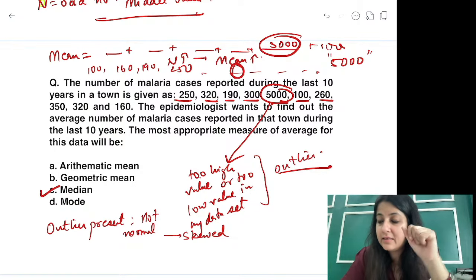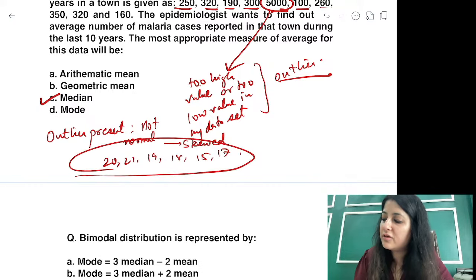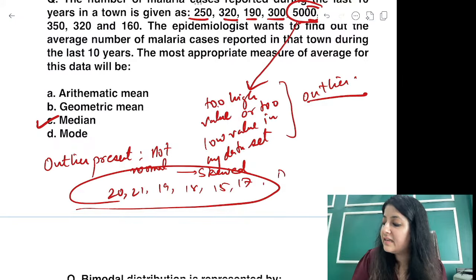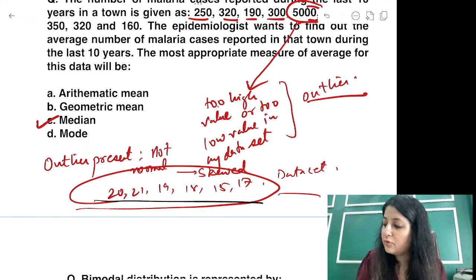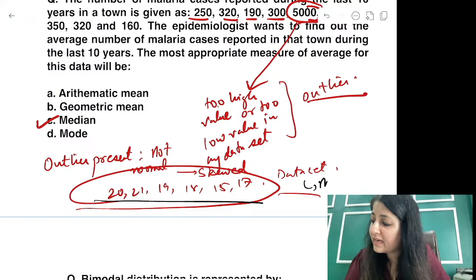It's the median. Suppose your data was 20, 21, 19, 18, 15, 17. What would be the best measure of central tendency in this case? Anybody? Suppose your data set given was 20, 21, 19, 18, 15, 70. What would you want to take? Very good. You would want to take mean.